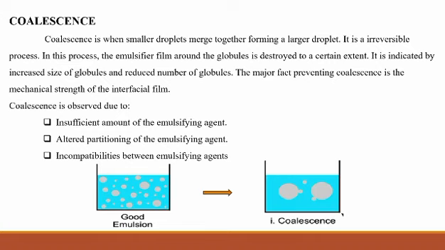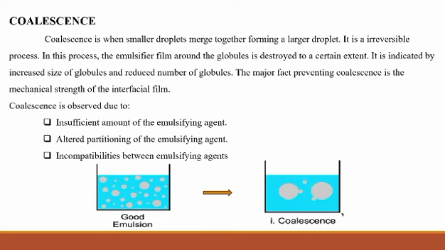But it is an irreversible process, because flocculation is a reversible process, but coalescence is irreversible. In this process the droplets merge together and form larger droplets, and the emulsifier film around the globules is destroyed to a certain extent, because when these droplets are joined together, it fully destroys the emulsifier films around the globules. Coalescence can be easily identified by seeing the increased size of the globules and the reduced number of globules. We can easily evaluate this.